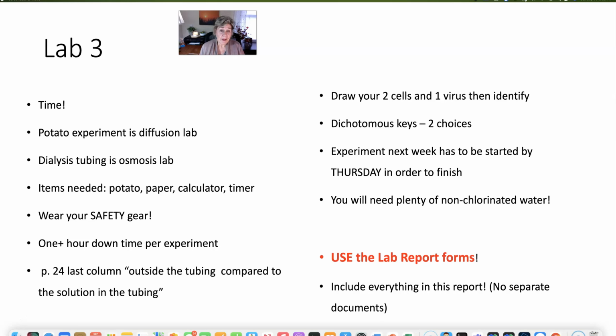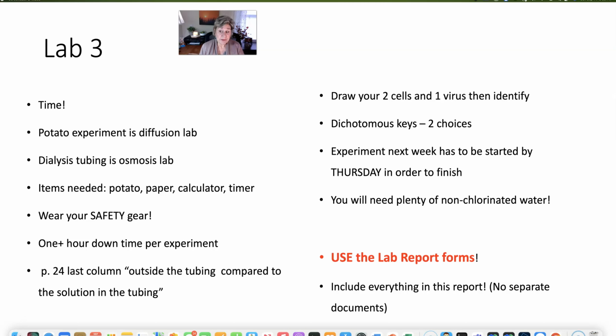A reminder about next week. Your experiment has to be started by Thursday in order to finish it, because you've got to germinate some peas and it takes a while. You have to soak them for a while and get them all prepped before you can actually do the experiment. So I want to warn you about that ahead of time.